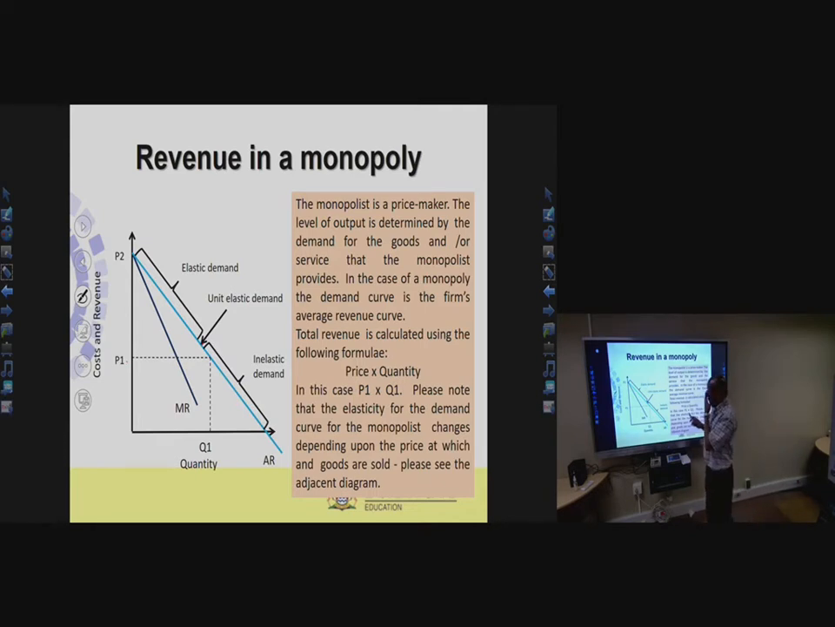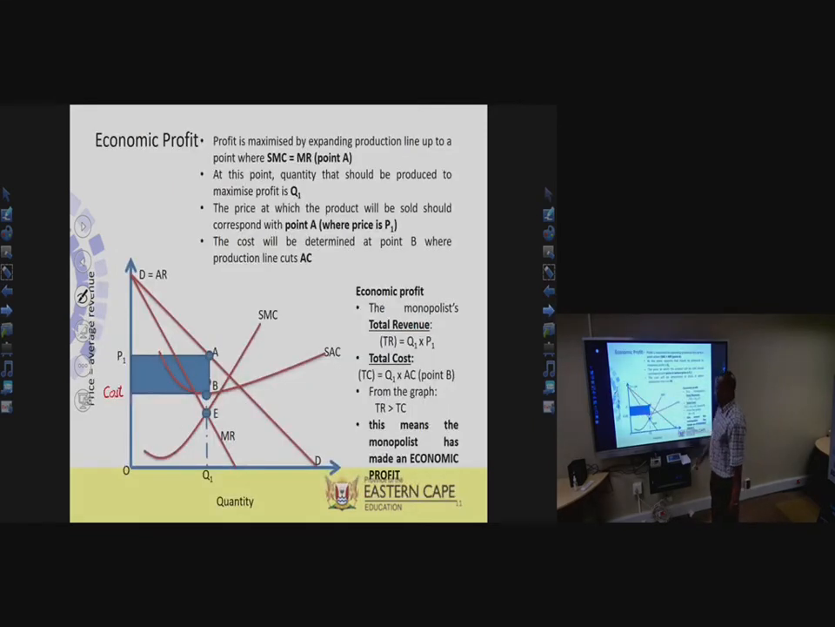Please note that the elasticity of the demand curve for the monopolist changes depending upon the price at which the goods are sold. If the price is high, we can see the demand becomes elastic. But if it is low, then it becomes inelastic. This is what is being said there.